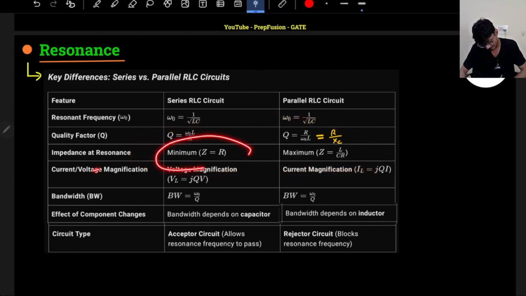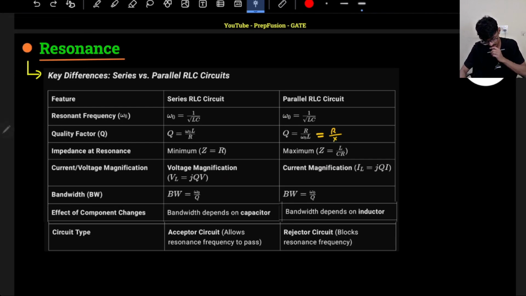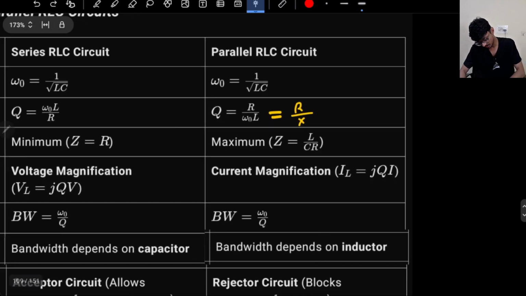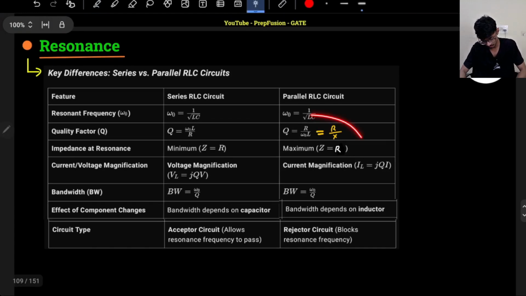In series resonance, impedance is minimum, Z equals R, and in parallel the impedance is maximum. The admittance is minimum at resonance. Here also the impedance will be maximum only, because at resonance the other two reactive elements are providing infinite impedance, hence they are out of the action, so only the resistance is there which is providing the maximum impedance. So impedance will be maximum here, Z equals R.